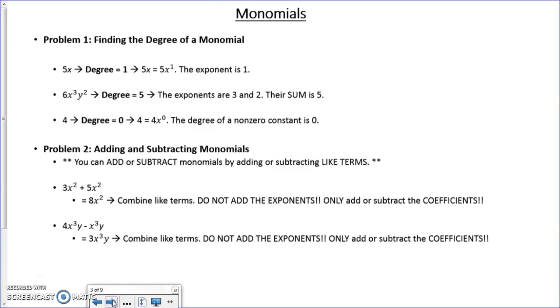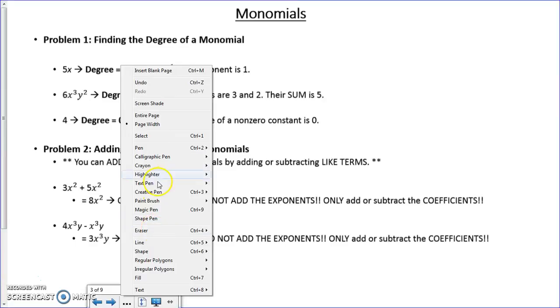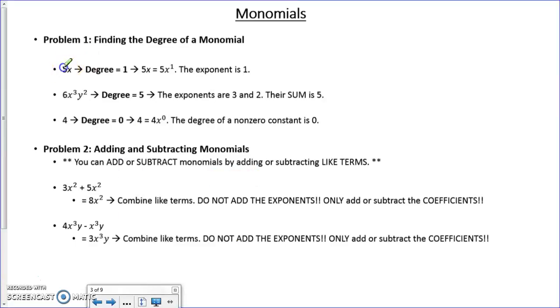Monomials. Problem 1, finding the degree of a monomial. So let's look at the term 5x. The degree here is 1. Remember, degree of a monomial is the sum of the exponents of the variables. So 5x can be written as 5x to the first power. The only variable here is x, and the only exponent is 1, so therefore the degree is 1.